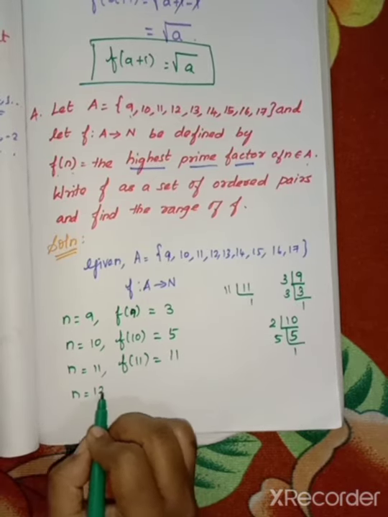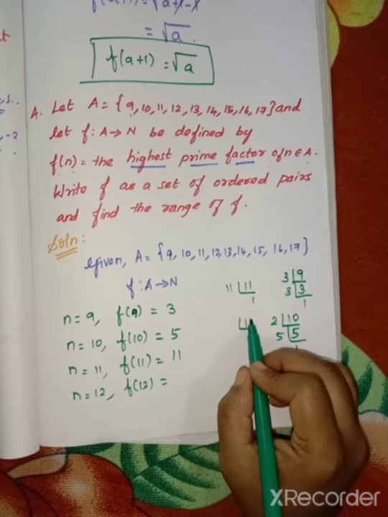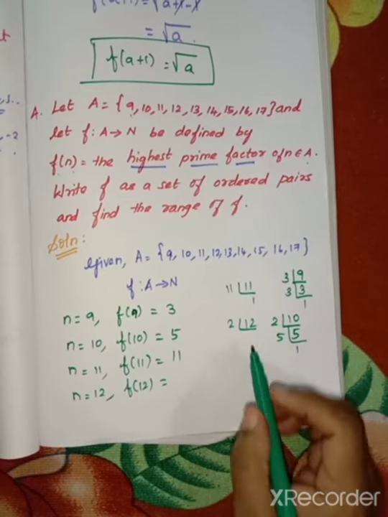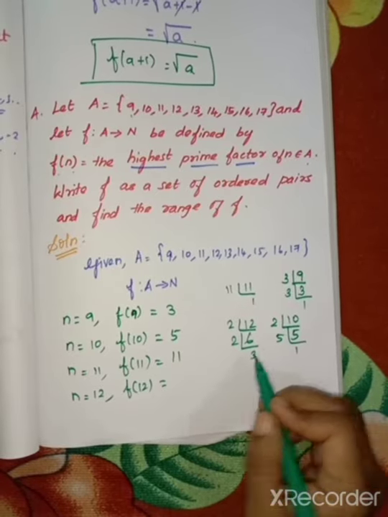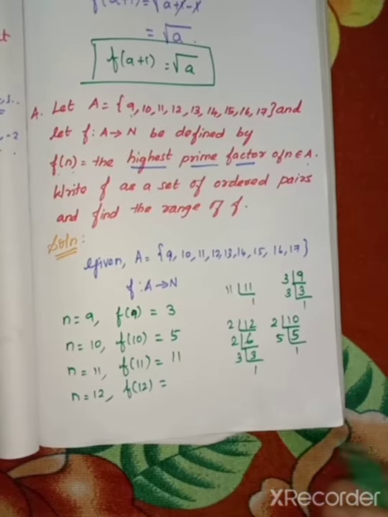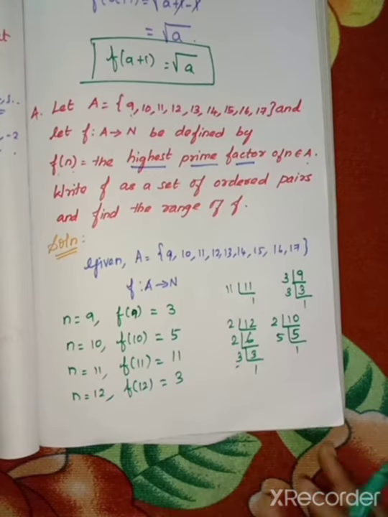Likewise n equal to 12. F of 12 we can find. Starting from the 2 table, 6 2s are 12. Then again 2 table, 3 2s are 6, 3 1s are 3. So which is the highest one? 3 is the highest one. So we can write 3.